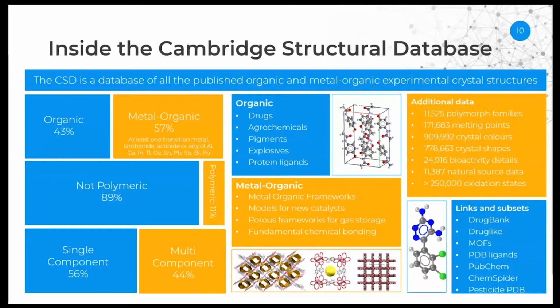So as I mentioned, the CSD contains a mix of organic and metal organic structures. It's used in a variety of industries and in academia, and it can be used for both education and research. As well as standard crystallographic information, it includes additional data on polymorphic families, melting points, crystal shapes and colours, and oxidation states. And it also includes links out to other data repositories.